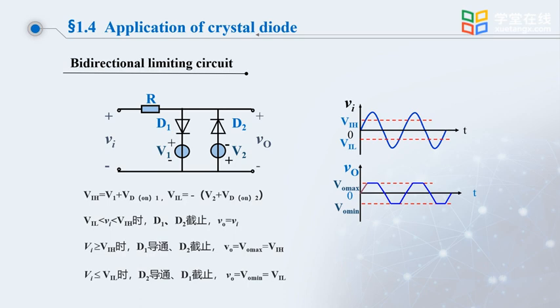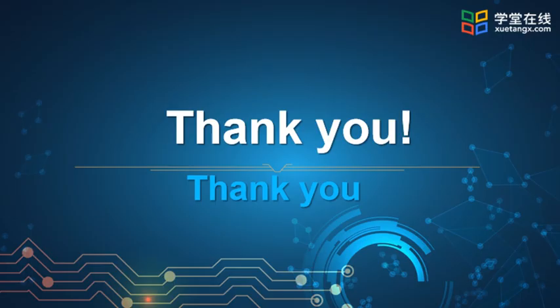So we can see the limiter circuit composed of these two diodes. After VI is limited, the output voltage has such a waveform. That is, the part that exceeds the upper and lower thresholds is flattened, for example with a sine wave. This is the function of the limiter circuit. Okay, about the application of diodes, let's talk about it here first.